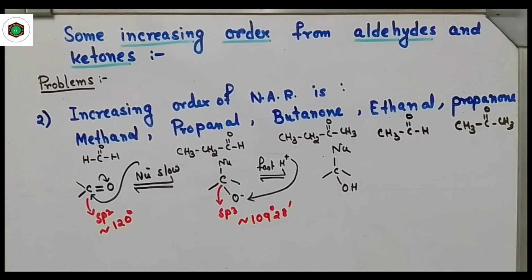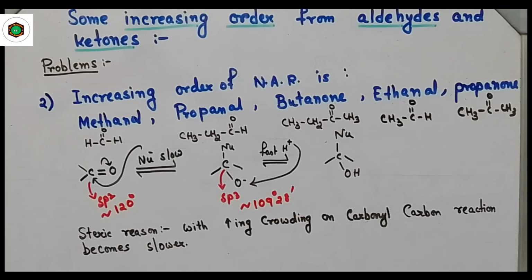So you can say, with increasing crowding on carbonyl carbon, crowding also increases here, and the reaction takes place via tetrahedral transition state. So at the transition state also crowding will increase. So reaction will become slower. This is steric reason. So you can note down, with increasing crowding on carbonyl carbon, reaction becomes slower. There is another reason, from electronic factor also you can give the answer.